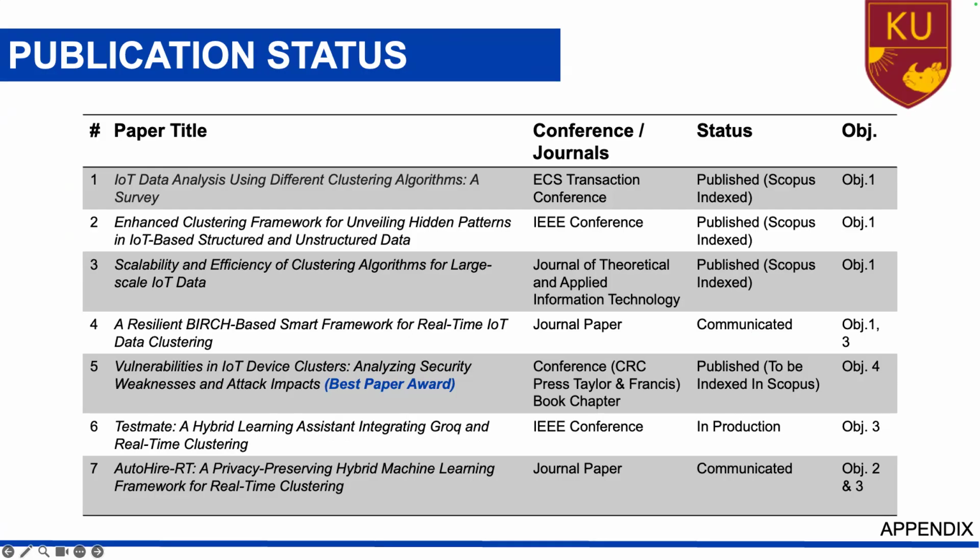Okay. Yes. That is mapped with objective number 4, primarily, where we are detecting the vulnerabilities in IoT devices, for analyzing the security weaknesses and attack imbalance. Basically, we're trying to label the malicious and non-malicious packets, and after that, we are feeding it into a classification algorithm such that as soon as a packet comes, it can be classified directly.